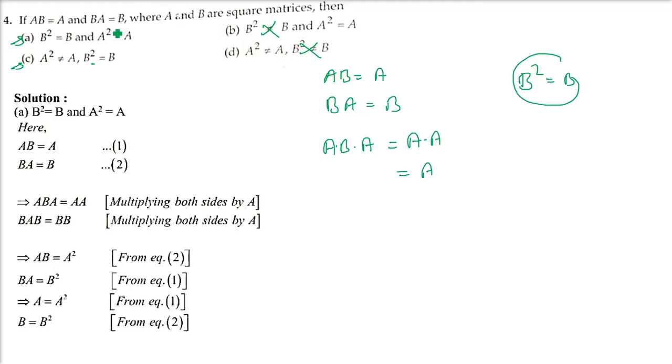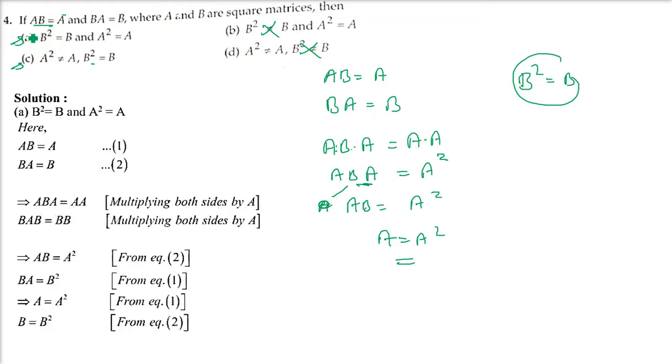Now here, in the first equation AB, we are multiplying by A, because we need A square. So we have A square, this is ABA. Writing AB as A will give A square, so it will not work. Instead, in place of BA, write B, because BA is equal to B. So it will be AB equals A square. What is AB? AB is also given as A. So A equals A square. So B square is equal to B and A square is equal to A.